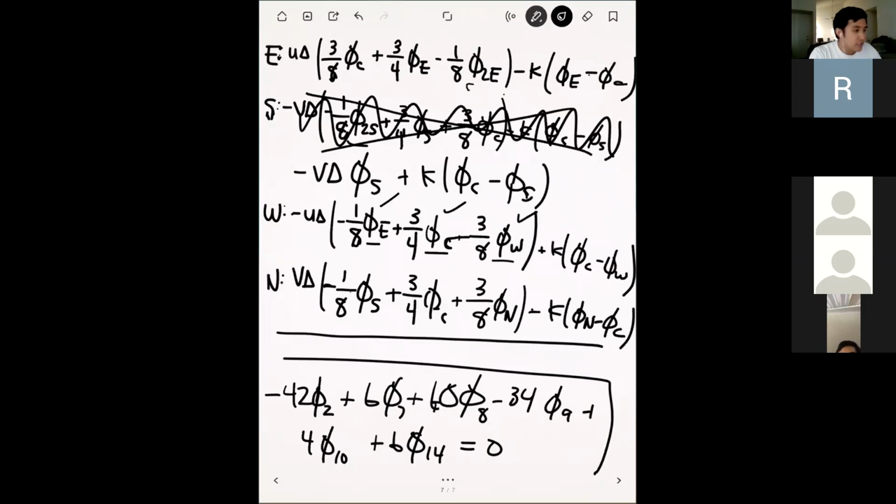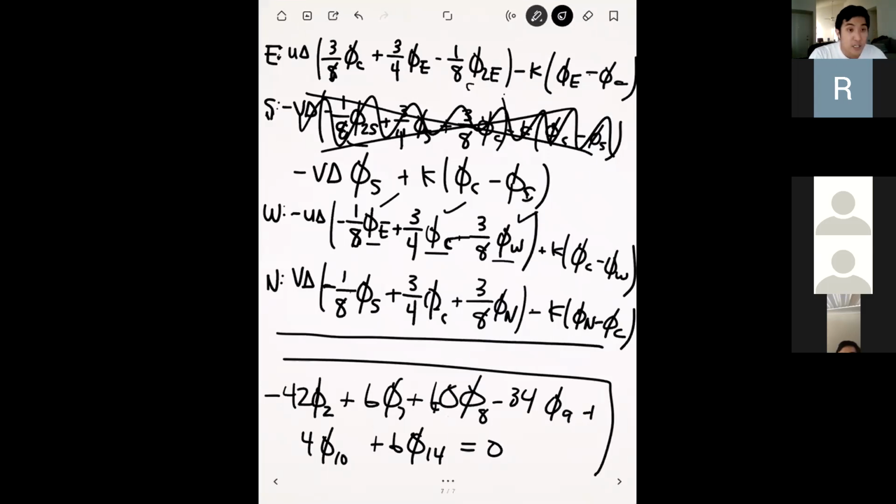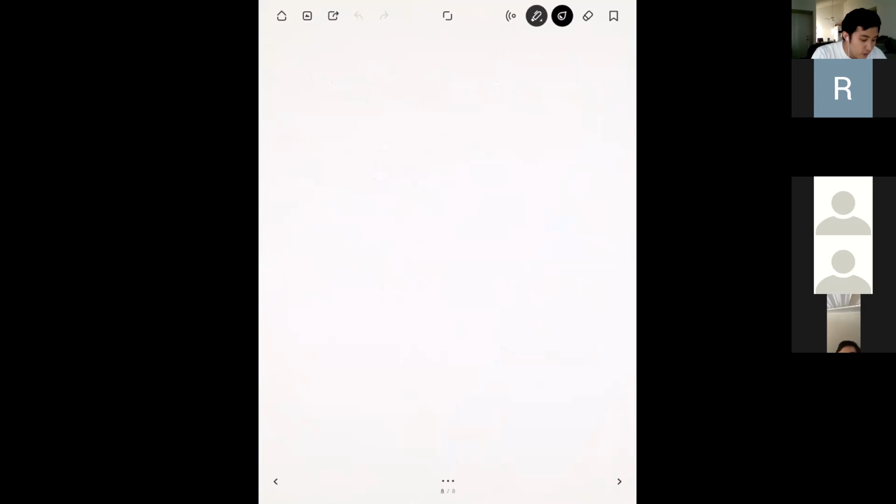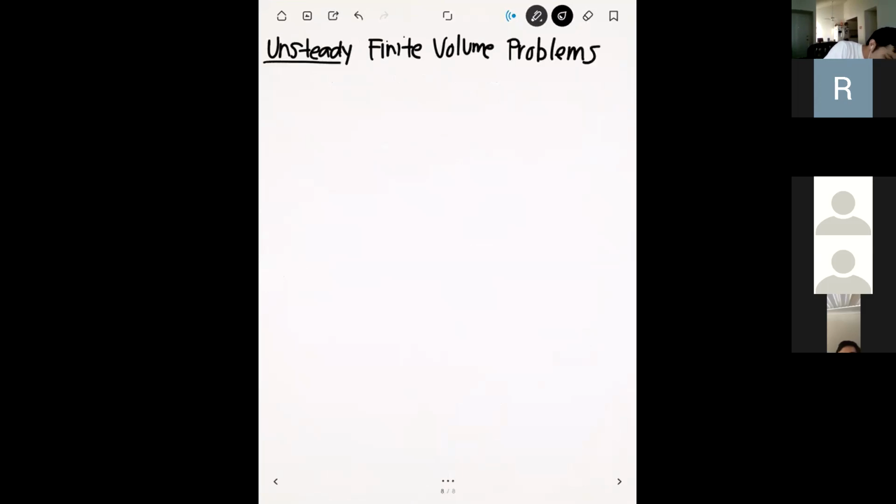I'm going to start the next topic, which is going to be the last topic we're going to do in this class. And that's going to be unsteady problems for finite volumes. Just like in finite difference, where the very last thing we did was unsteady problems, we're basically going to be finishing up this arc for finite volumes as well.